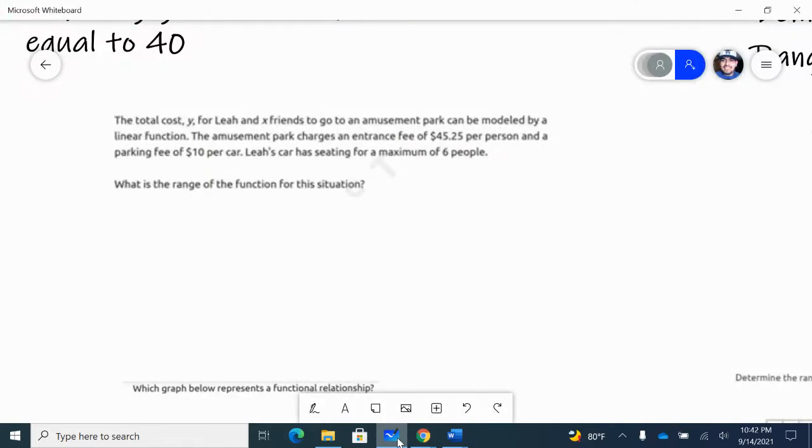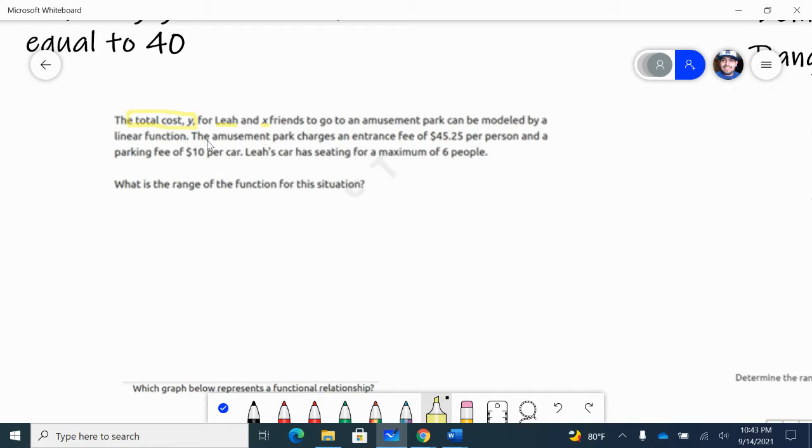All right, going to the next problem here. Next problem says the cost y for Leah and x friends to go to an amusement park can be modeled by a linear equation. Right? So notice how they already gave me two bits of information that are really crucial. We're given the total cost, which is the variable y, and Leah and x friends. So x is the number of friends, y is the total cost.